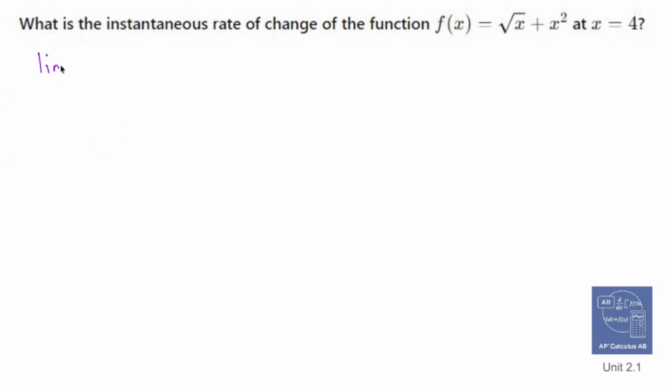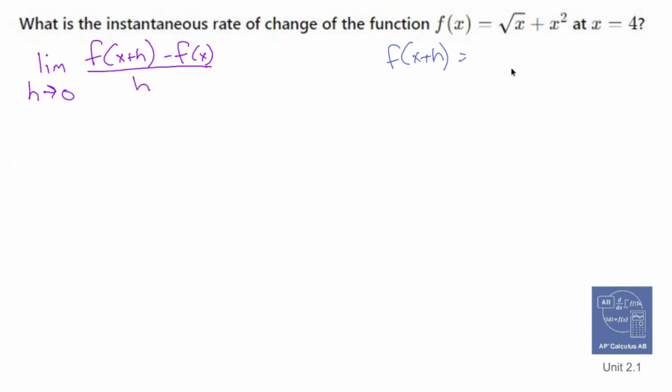The formula for the instantaneous rate of change is the limit as h approaches 0 of f of x plus h minus f of x all over h. So what I need to do is find out what f of x plus h is. That involves taking f of x and replacing every x with x plus h. And yes, we do have a square root.